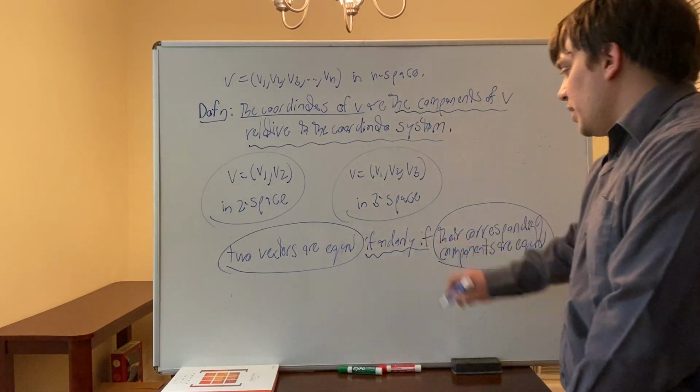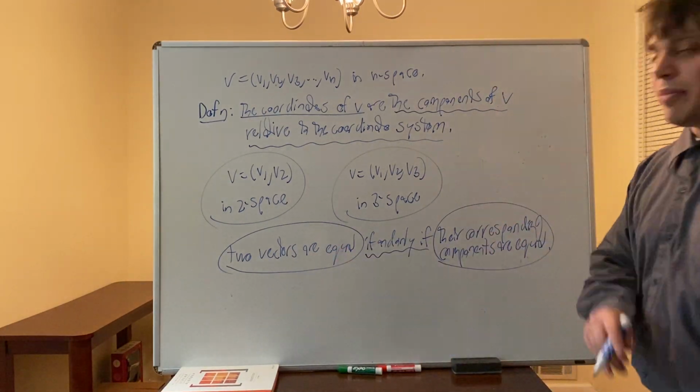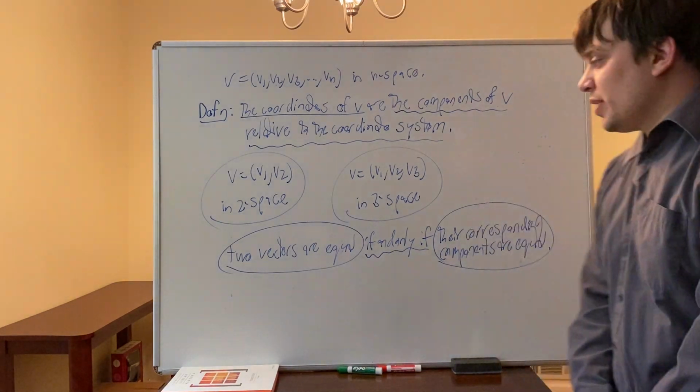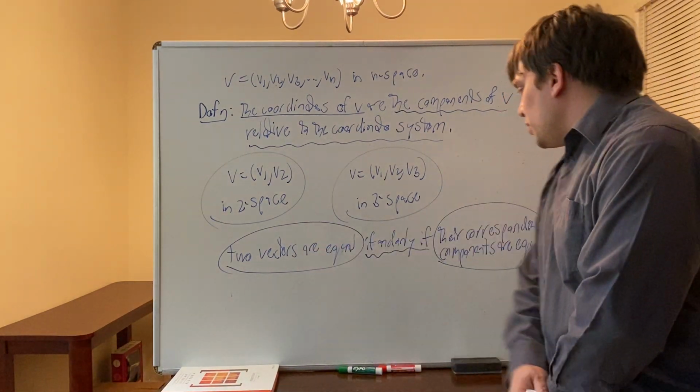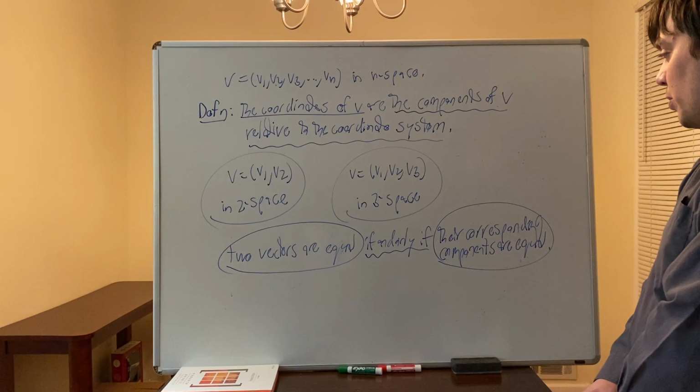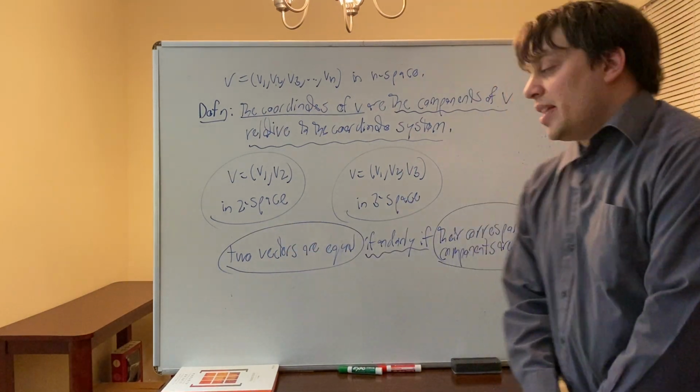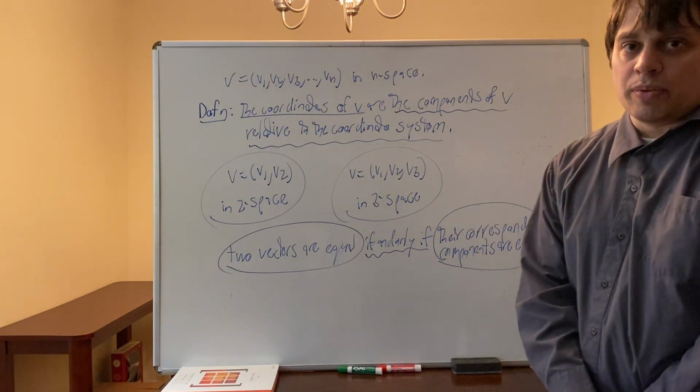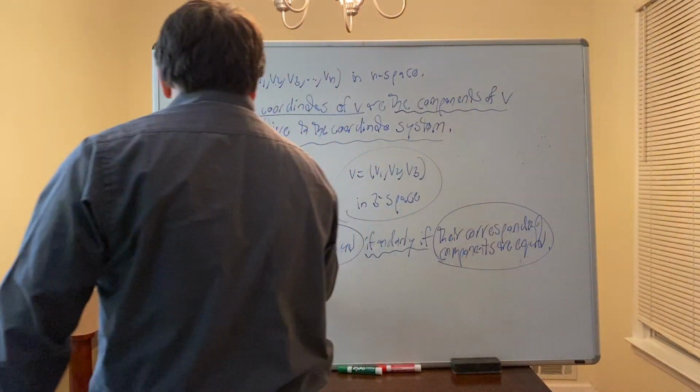And if and only if here means that this statement and this statement have the same truth value. So either two vectors are equal and their corresponding components are equal, or two vectors are not equal and not all of their corresponding components are equal. So what does that mean? I'm going to write a fact.